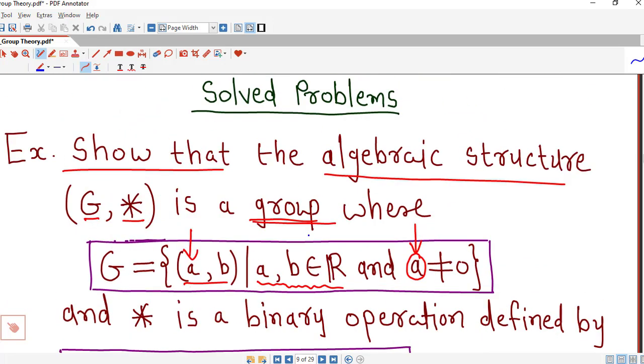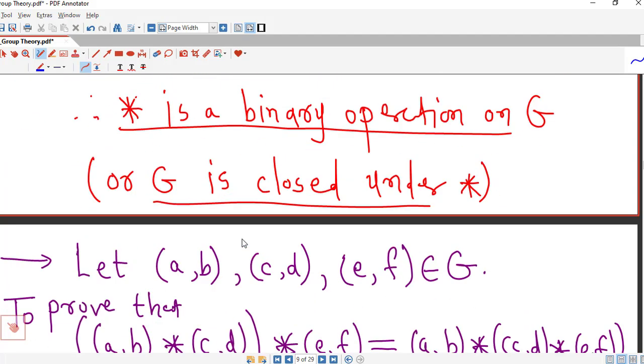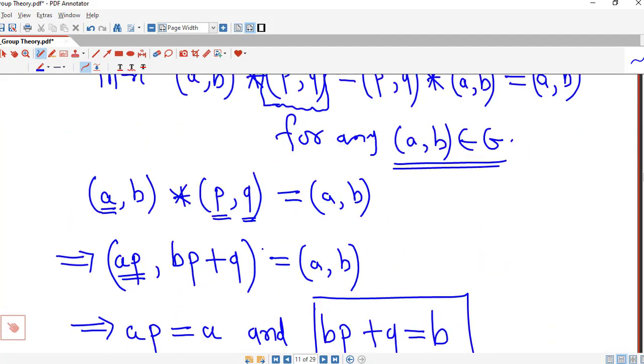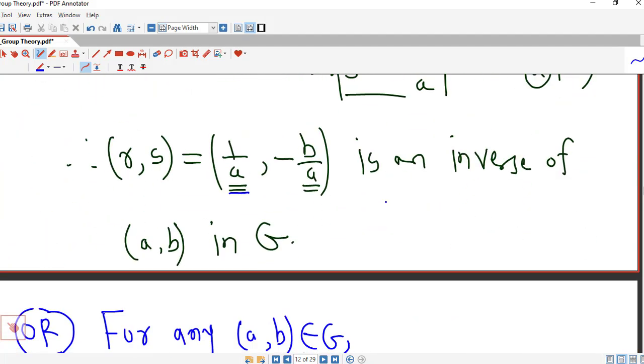So we are asked to prove that this G with star is a group, and we have shown that all the properties are satisfied. Therefore G is a group under the given binary operation. So this is all about this lecture.